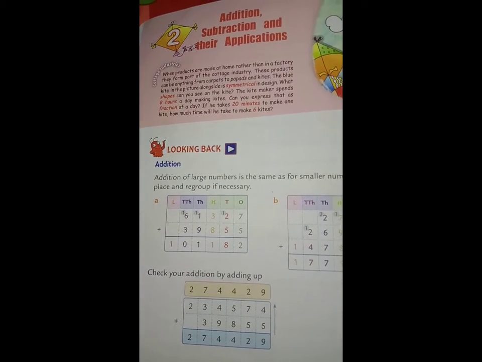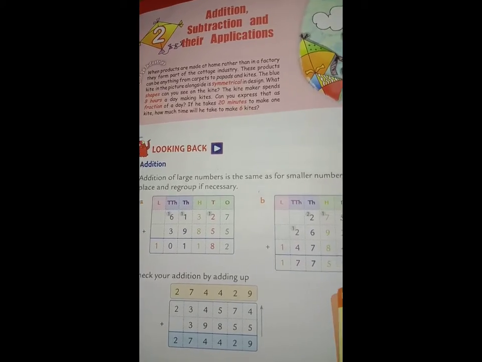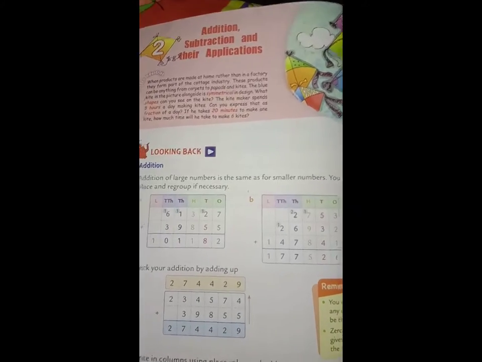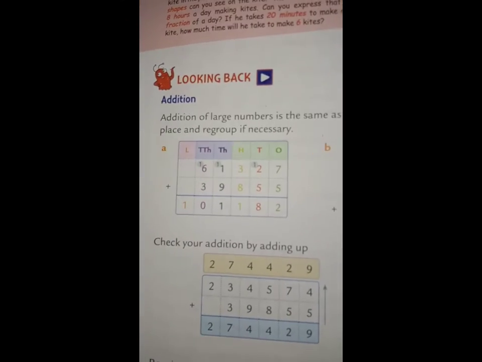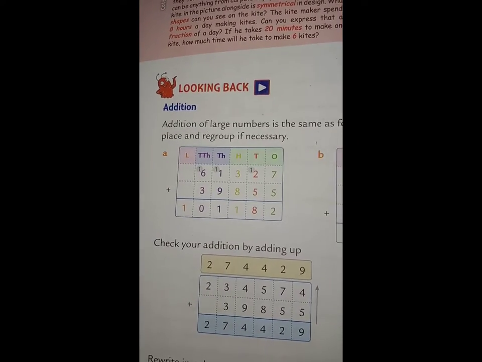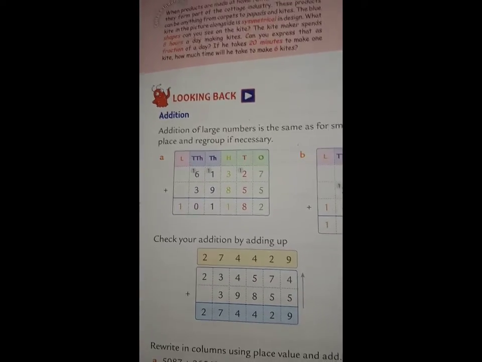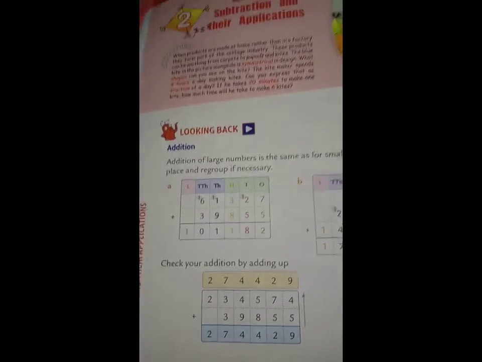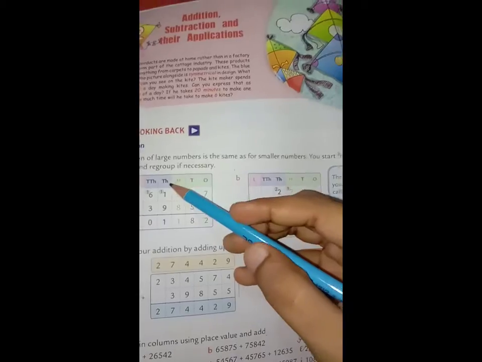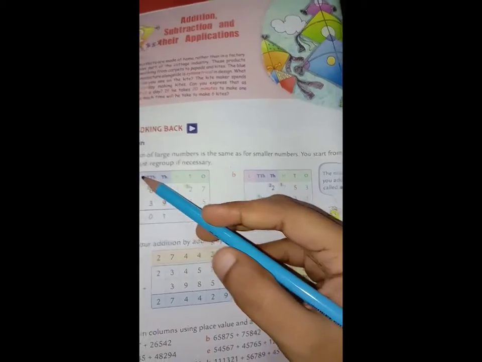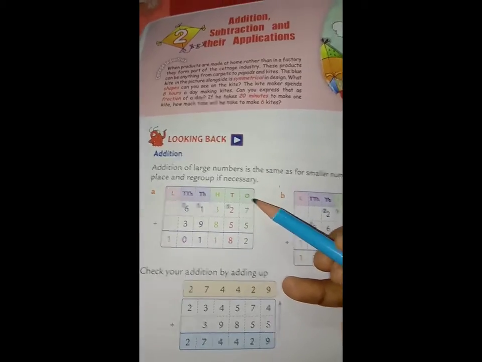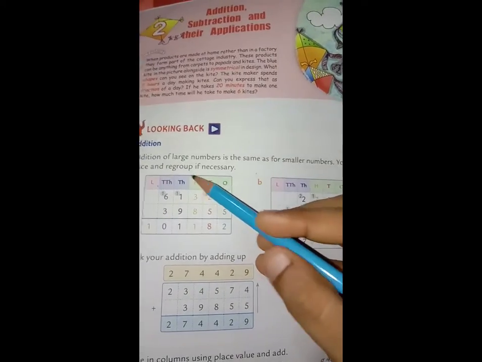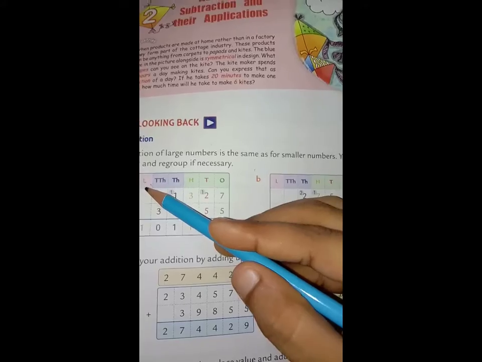Now here, addition of a large number is the same as for smaller numbers. So first, one example is given. See the places: ones, tens, hundreds, thousands, ten thousands and lakh. Can you see how many places are given?